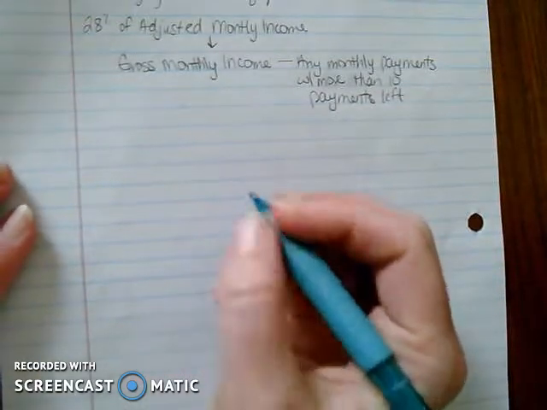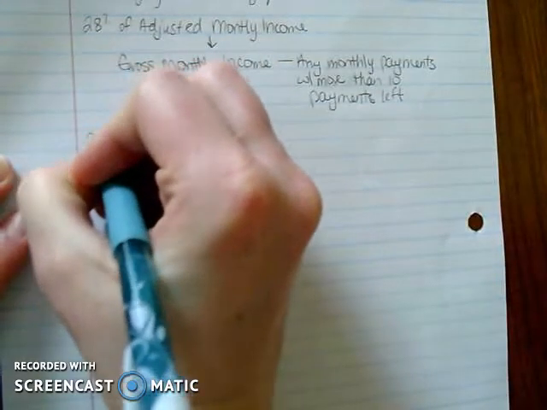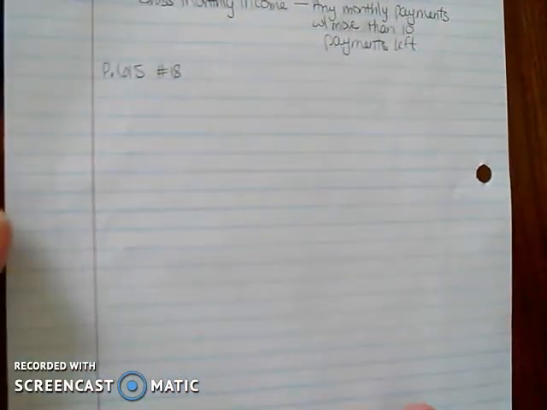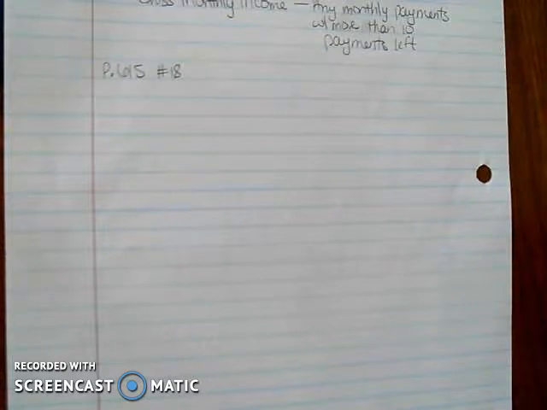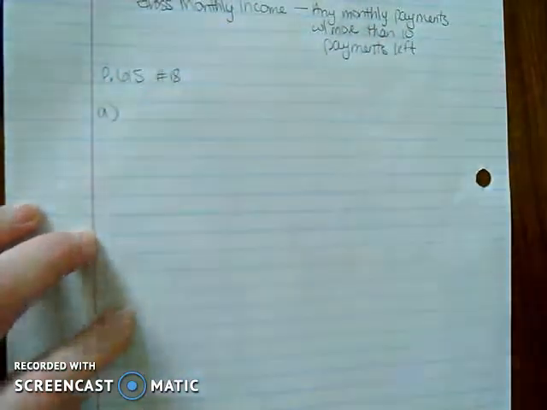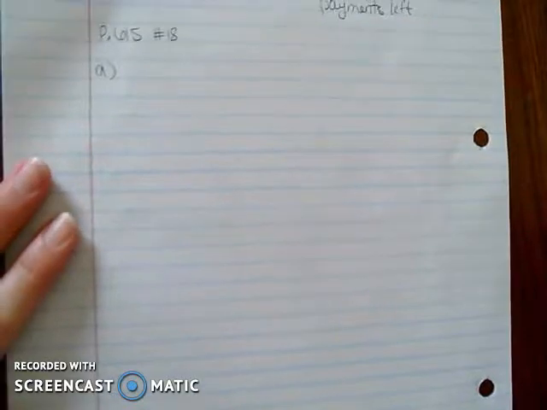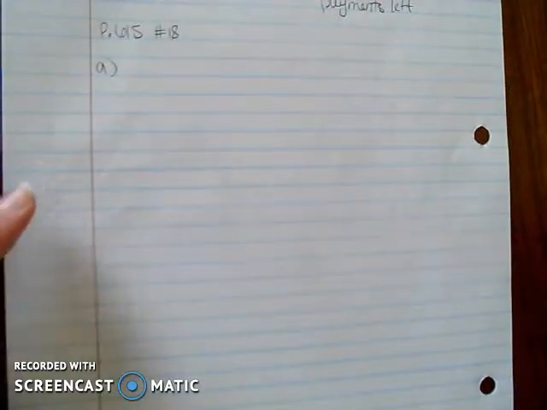Okay, so what we're going to do is look on page 615, number 18. All right, it starts on 615 and then goes on to 616. So their gross monthly income is $4,100, and then they have a boat payment of $505 per month. All right, and then it's going to talk to us about some other things. But first, for Part A, it just wants us to find 28% of their adjusted monthly income.